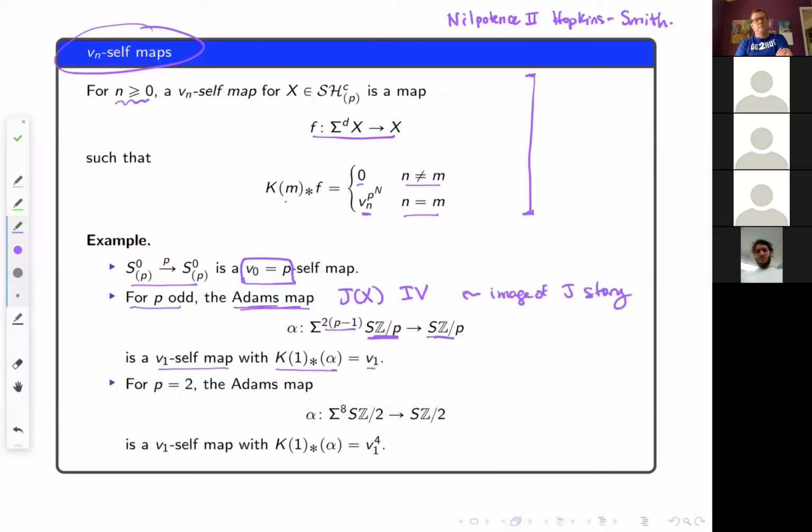For p equal to 2, the story is a little more complicated. There is an Adams map, but it goes from the 8th suspension of S mod 2. Note that's not equal to 2 times 2 minus 1, so that's 4 times that. But it's still a V1 self-map, and K(1)_* of alpha is V1 to the 4. Here I didn't ask for this thing to be V1, just some power. So these are the classical prototypical examples of Vn self-maps.